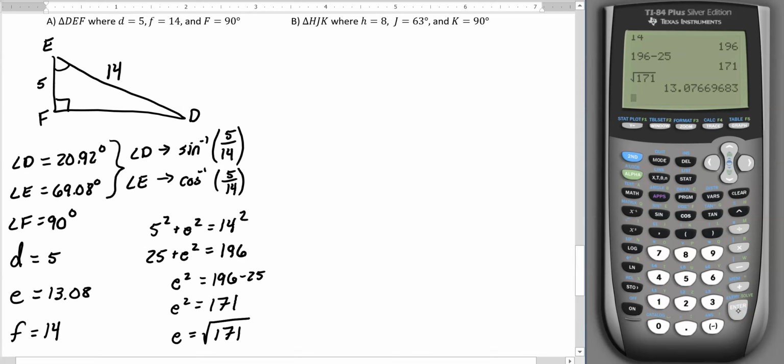And there we go. That's how we can solve a triangle. Notice now we have all the angles and all the sides for this triangle. Let's do one more together and then we'll call it a day.